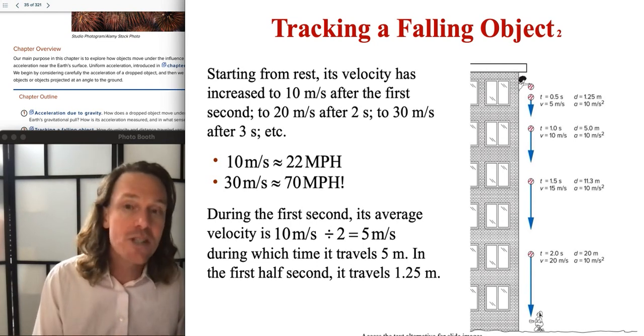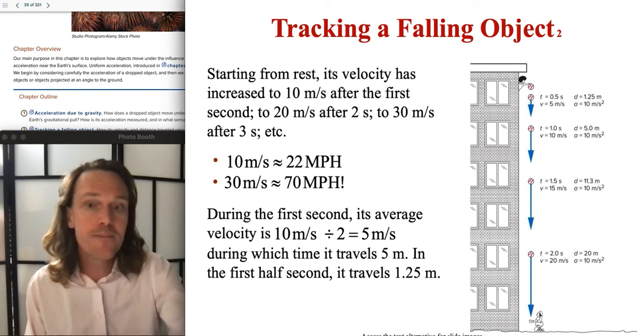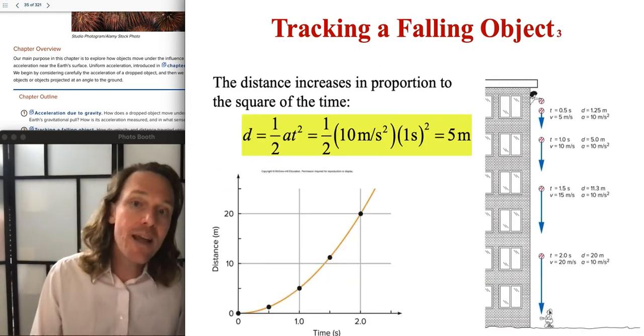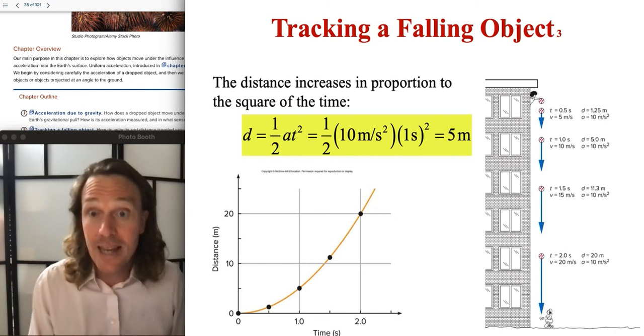That's why, without air resistance, free fall is a really big deal, and why you don't want to jump without a parachute. Now, even without a parachute, you'll eventually reach something called terminal velocity, but it's going to be hundreds of meters per second, okay?